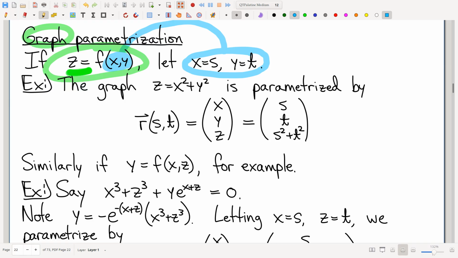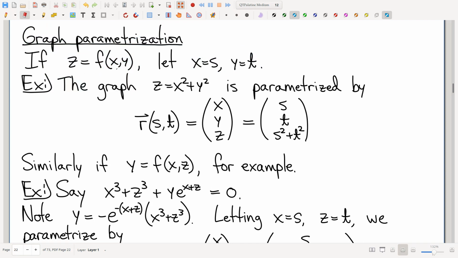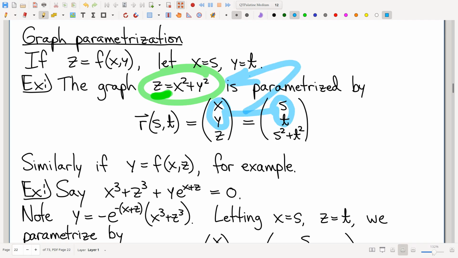And it works. It just works like totally awesome. So here's a nice example. We have this equation given to us. Notice it is a graph. Z is a function of x and y. So I'm going to do as promised. I'm going to let my input variables be my parameters. And then it's all over but the shouting. Because if x and y I already know are s and t, then I kind of have to have z be s squared plus t squared. And it's over. We've won. We have position as a function of two parameters.